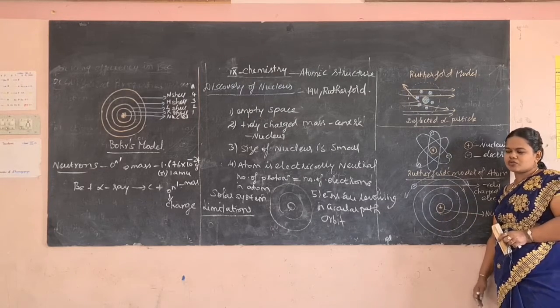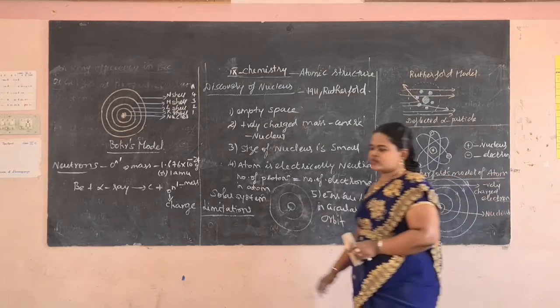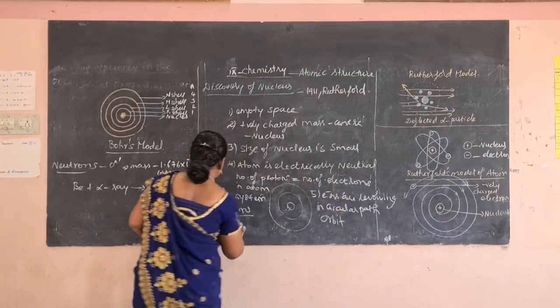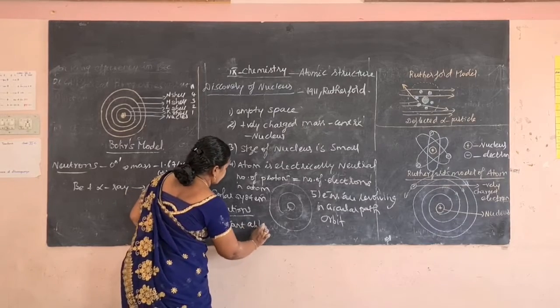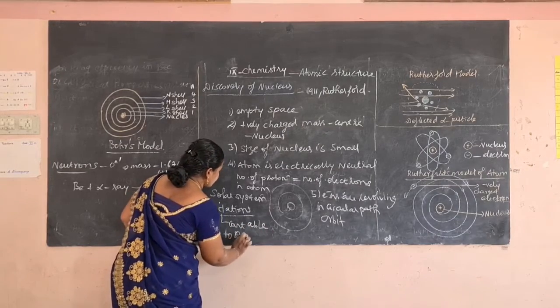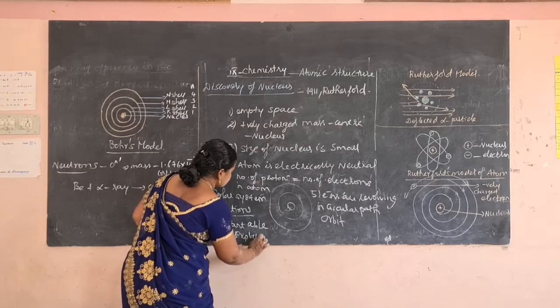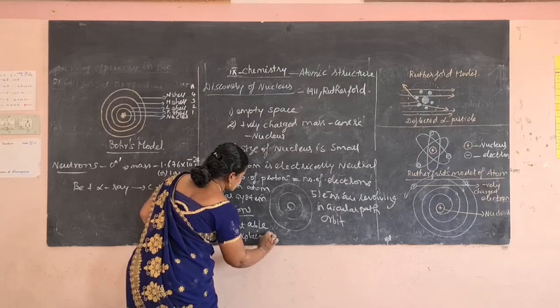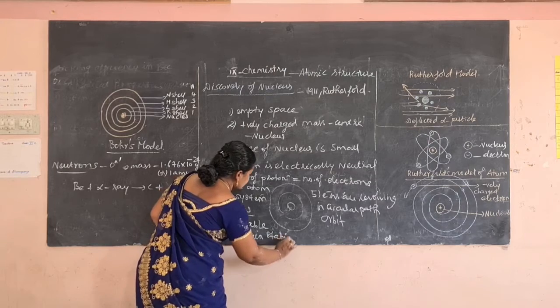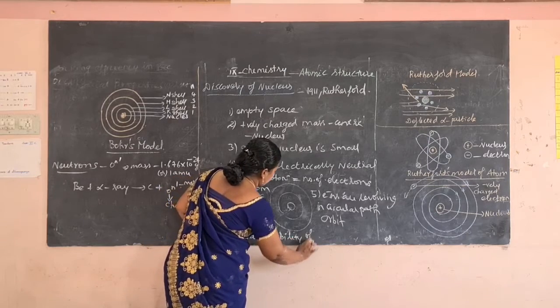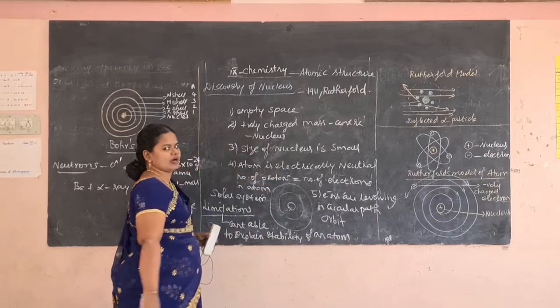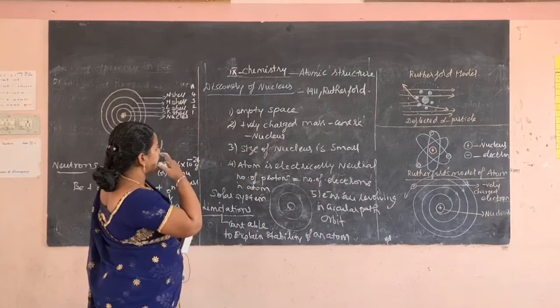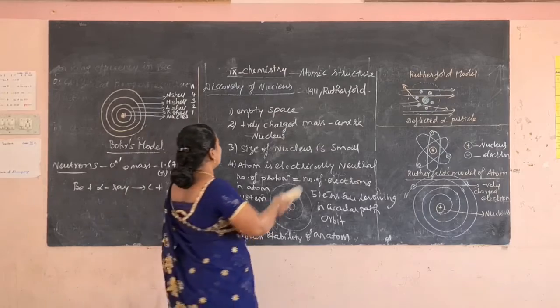What is the limitation of Rutherford's model? He could not explain the stability of the atom. This is the drawback of Rutherford's model. Okay, so this is about Rutherford's atomic model. Then came Niels Bohr, and then Bohr's atom model.